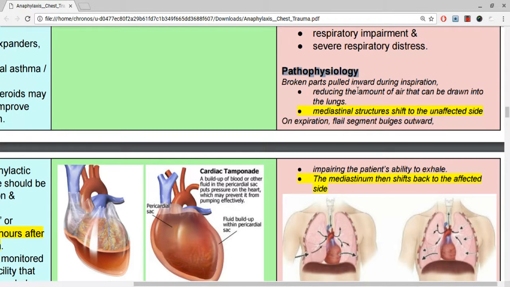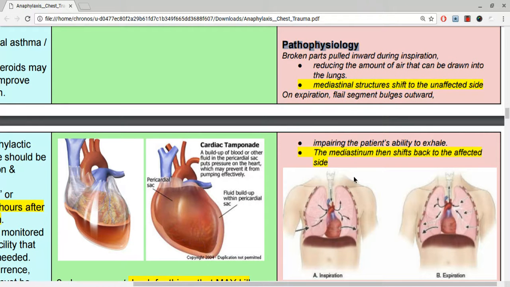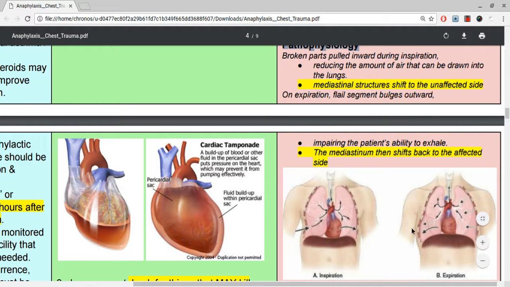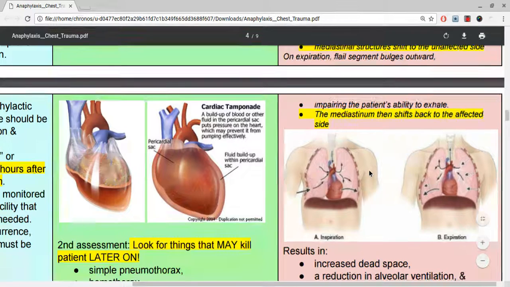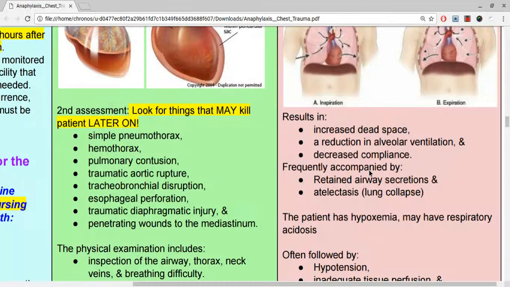But what I want you to grab from this is that as they're inhaling and exhaling, the heart is going to be getting pushed around. It's going to get pushed to this side, it's going to get pushed to that side, and that's going to cause some cardiac problems, okay? So inhale. See, this heart is getting pushed to this side, and as they exhale, the heart is getting pushed to this side in this picture, as you can see here. And that's going to result in increased dead space, a reduction in alveolar ventilation, and decreased compliance. Basically, they're not going to be able to breathe properly.